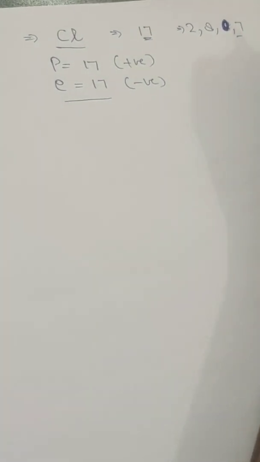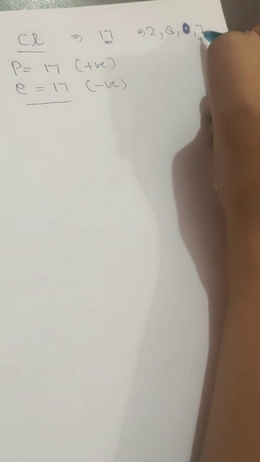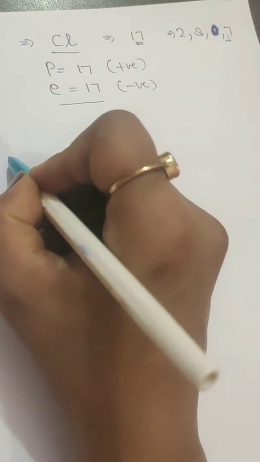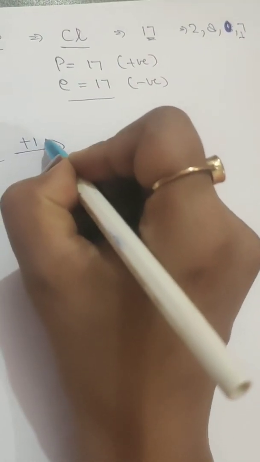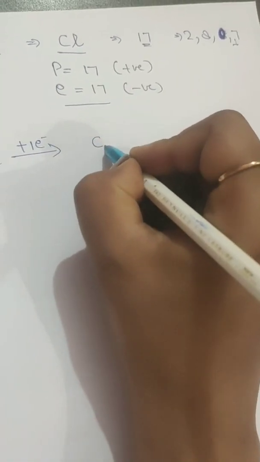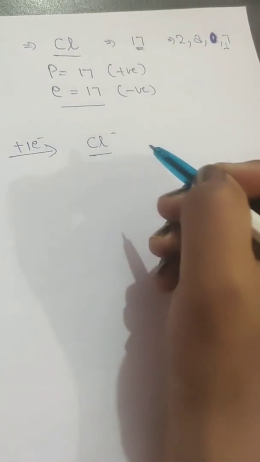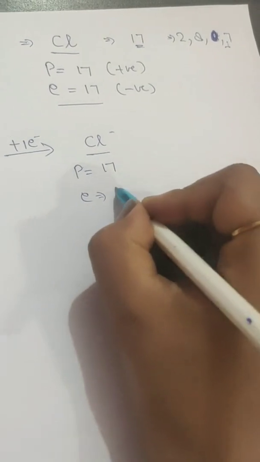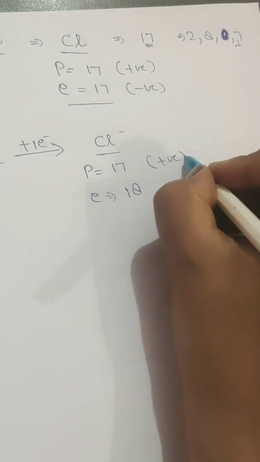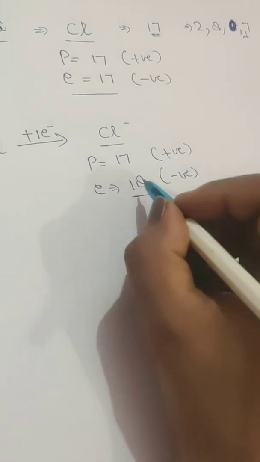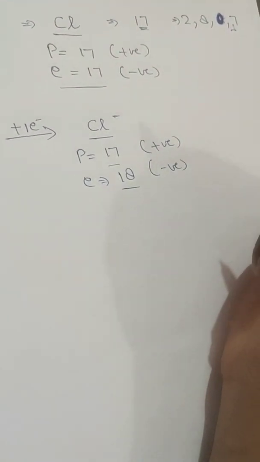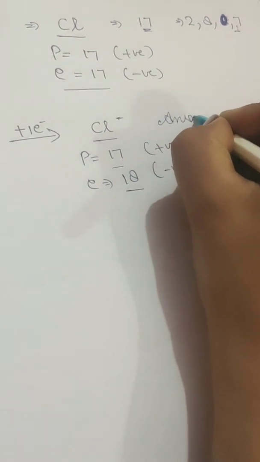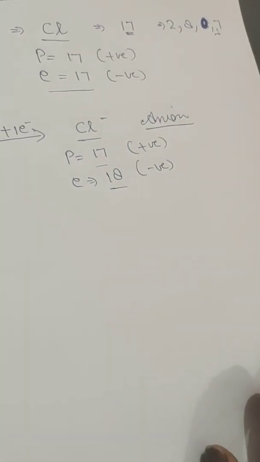Since it wants to attain the electronic configuration of the nearest gas, it will try to have 8 electrons in its outermost shell. So it wants 1 electron, so it will take 1 electron from any other element, so plus 1 here, and it will become a chlorine ion. Why will it have a negative sign? Because here the protons are 17 but an electron has been added, so 18. Since the negative charge is more than the positive charge, it will have a negative charge on top, so it's called an anion. Ions which have a negative charge are called anions.